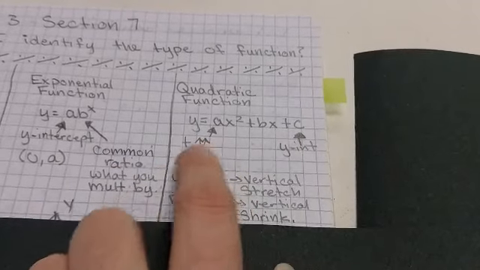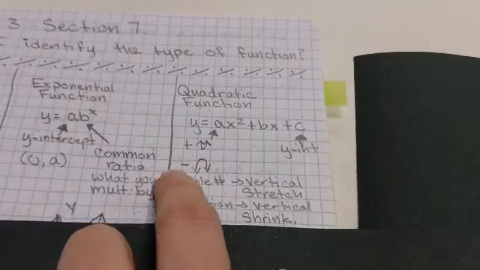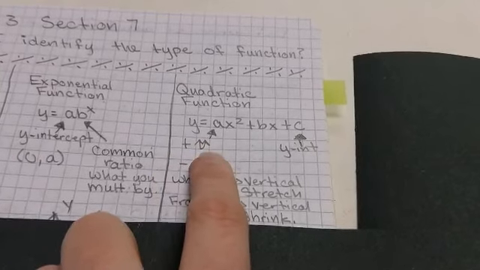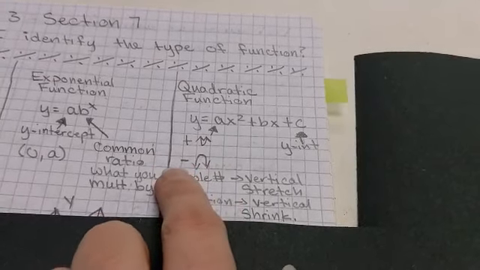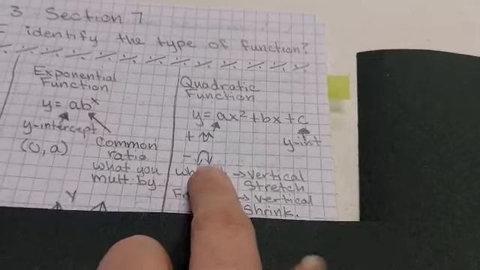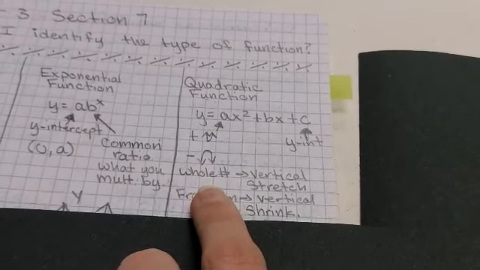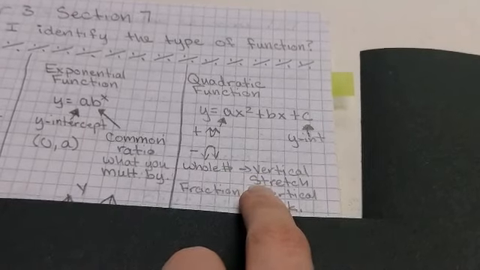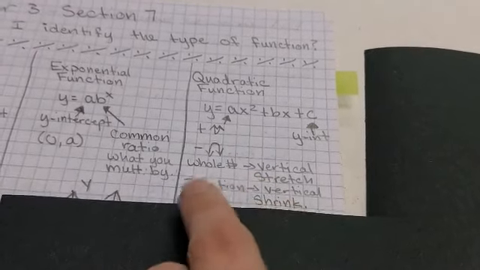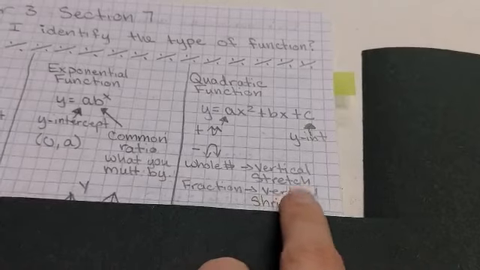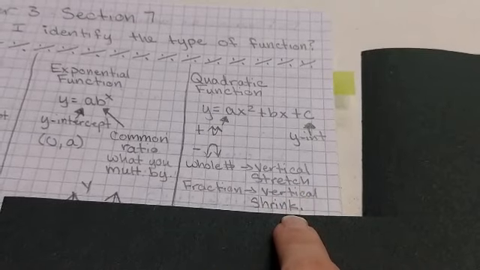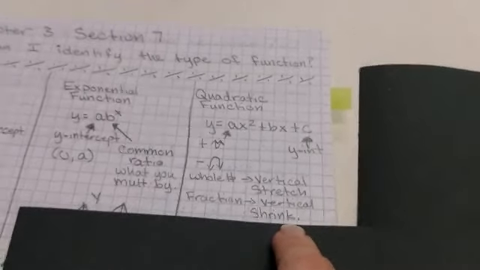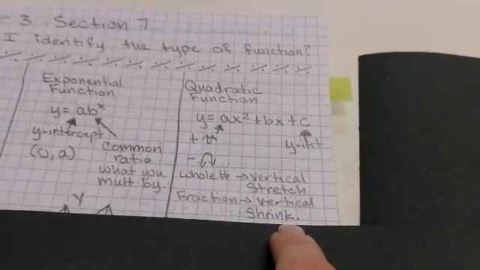So that's our y equals a x squared plus bx plus c. So remember, our a tells us whether it's opening up or down. If a is positive, it's going to open up. If a is negative, it's going to open down. If a is a whole number, it tells us it's a vertical stretch, which means it's going to be skinny. And if a is a fraction, then it's a vertical shrink, which means it's going to be wide.